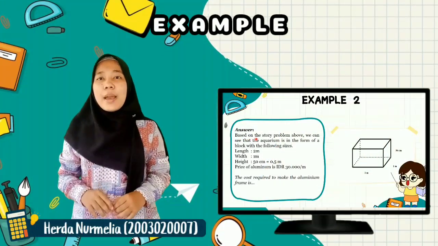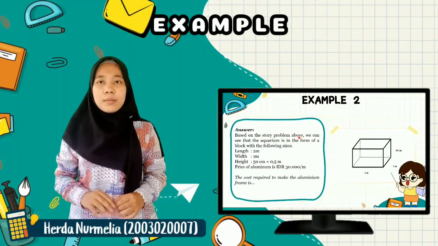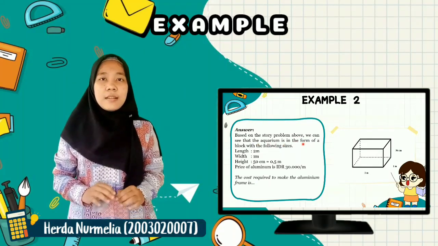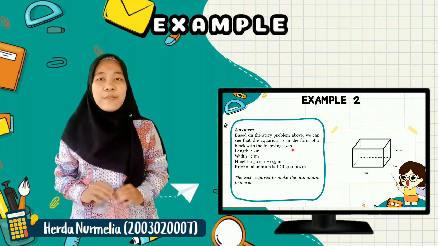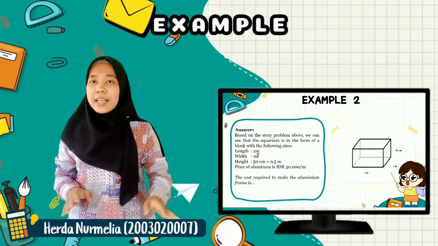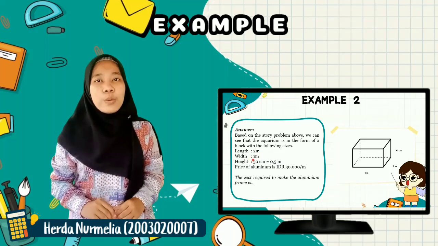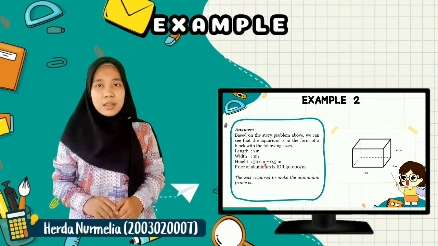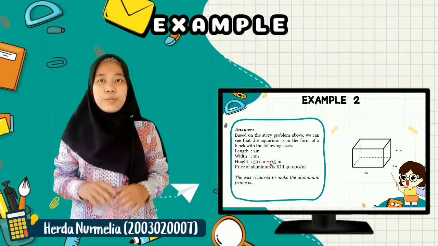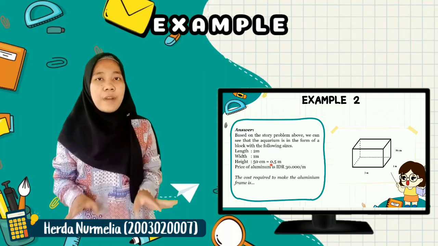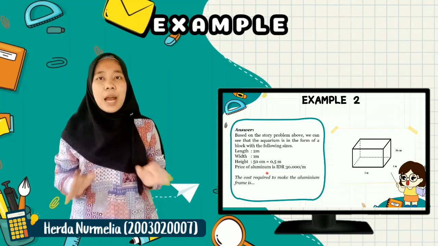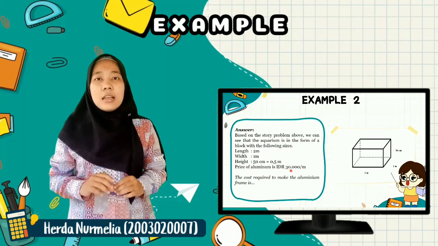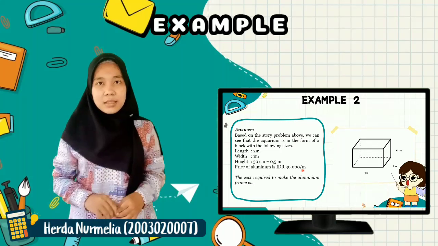Solution based on the story problem above. We can see that the aquarium is in the form of a block with the following size. Length is 2 meters, width is 1 meter, and height is 50 centimeters. We convert 50 centimeters to 0.5 meters. Price of aluminium is 30,000 Indonesian rupiah per meter.